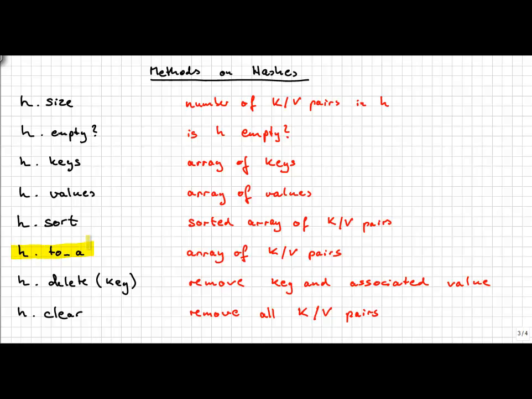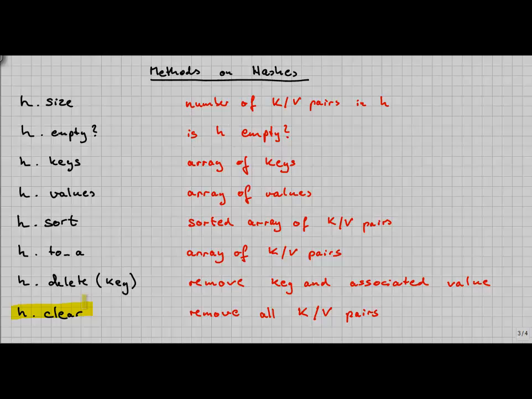If we want to have the hash as an array of key value pairs, so each entry in the array is a pair of key and value, we use to_a. If we want to remove a key and the associated value from the hash, we call the delete method with the key as an argument. And if we want to remove all key value pairs from a hash, we simply call the clear method.